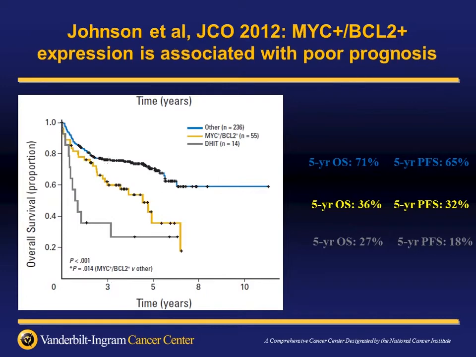So this study looked at the difference between patients who had neither double expressor nor double hit. If you had neither of those, what was called other, your survival is over 60%. If you were double expressor, the overall survival was 36%, the progression-free survival was 32%, and if you were true double hit, your overall survival was 27% and your progression-free survival was 18%.